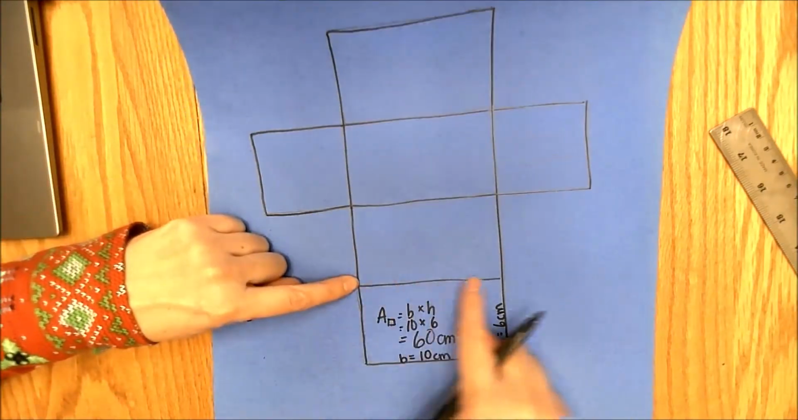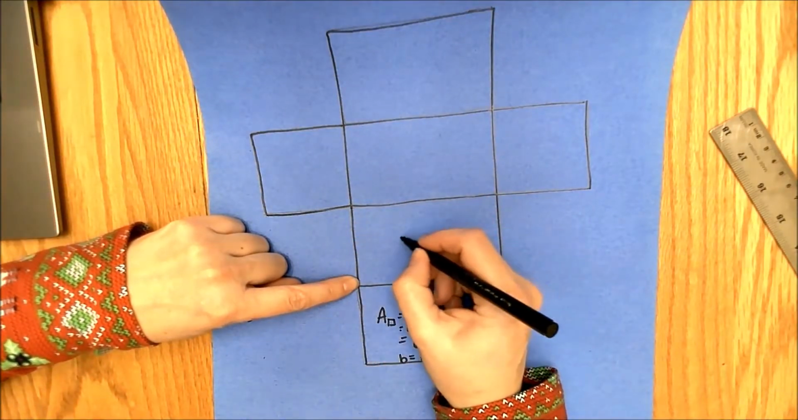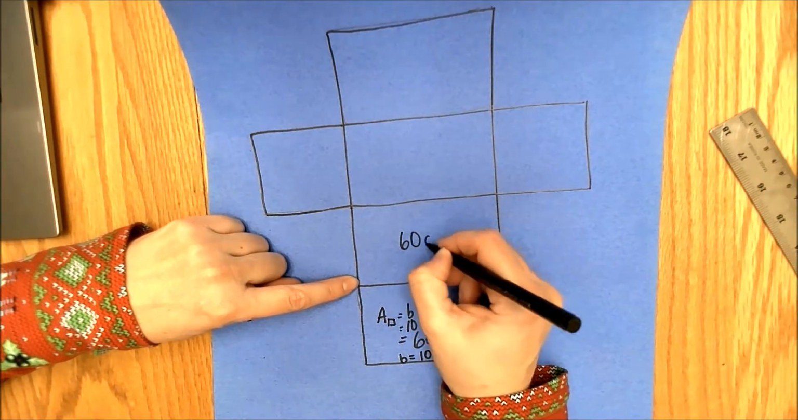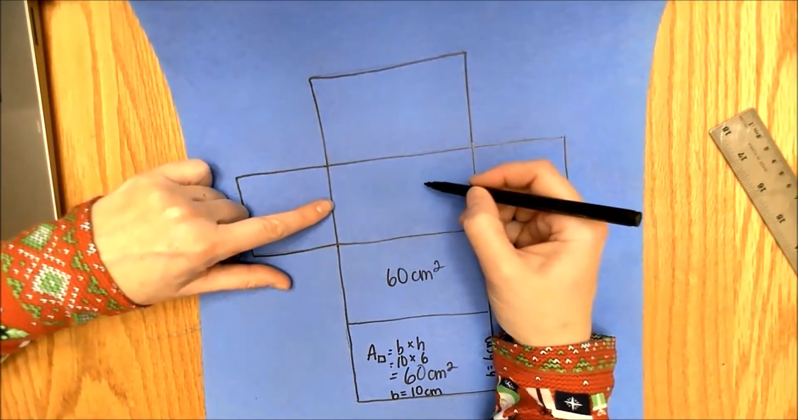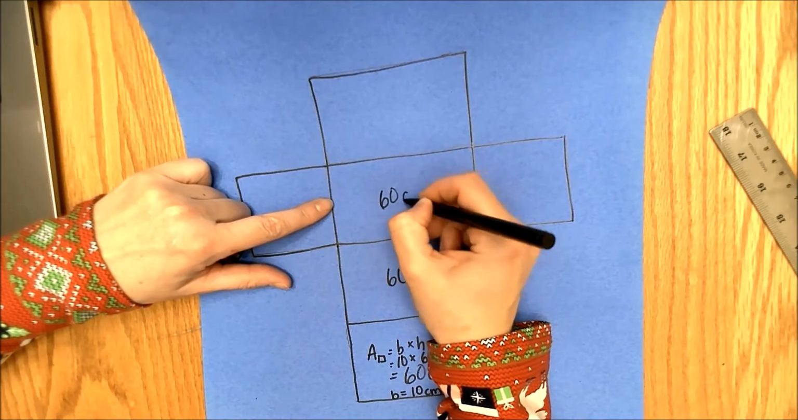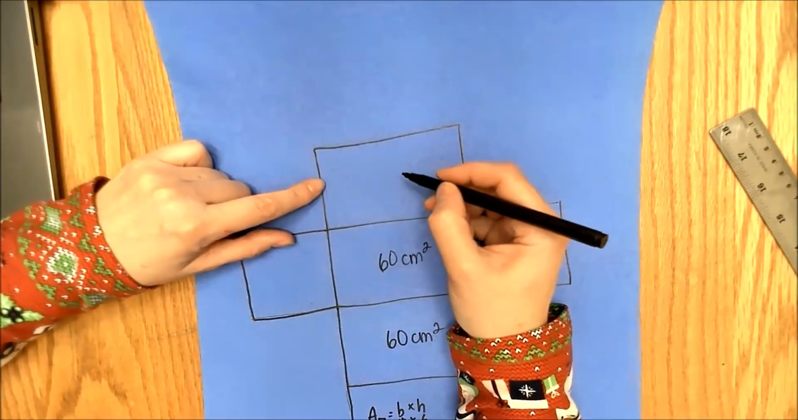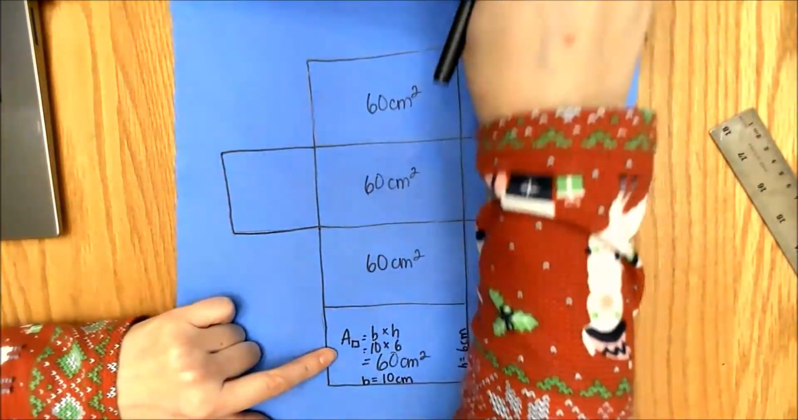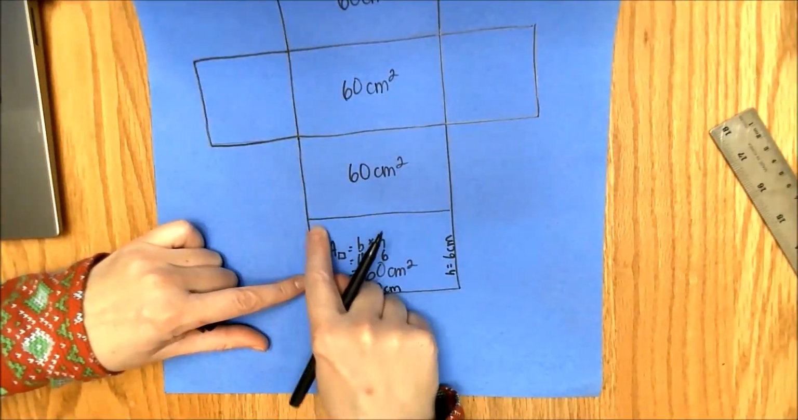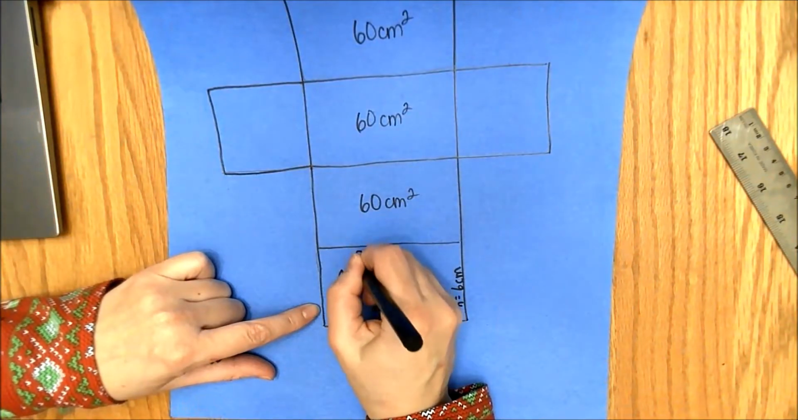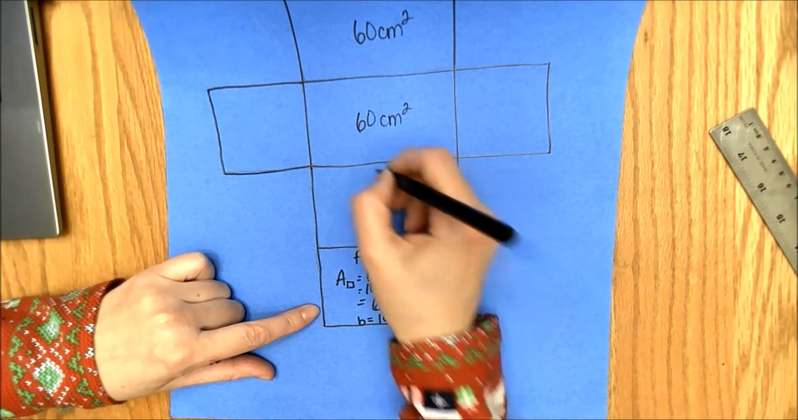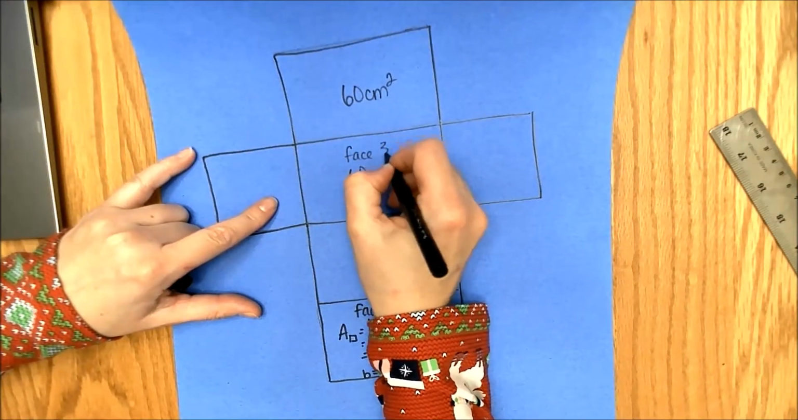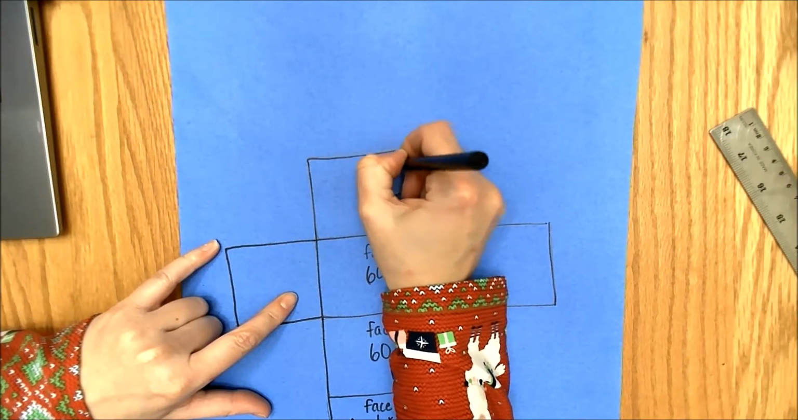What do I know about this rectangle? It's the same. 6 times 10, or 60 centimeters squared. What about this one? Same. And how about this one? It's also the same. So I was able to find the area of one of the faces. Face 1, and then face 2, and face 3, and face 4.